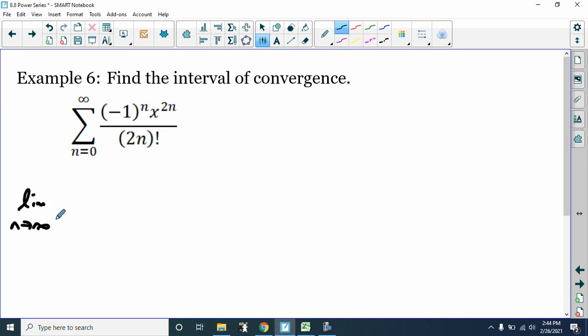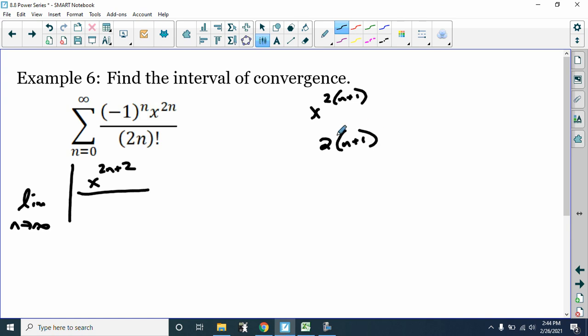Limit as n goes to infinity. Absolute value, so the (-1) to the n goes away. I'm replacing n with n plus 1. So it would look like this. So that's going to be x to the 2n plus 2. Same thing on the bottom. I've got 2 times the quantity n plus 1. So it's 2n plus 2 factorial.